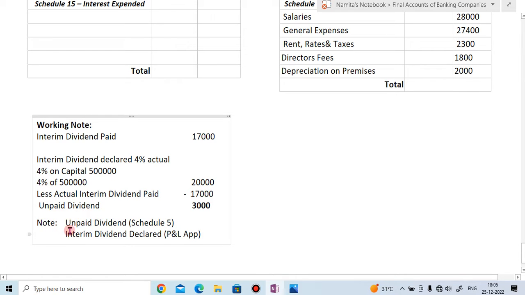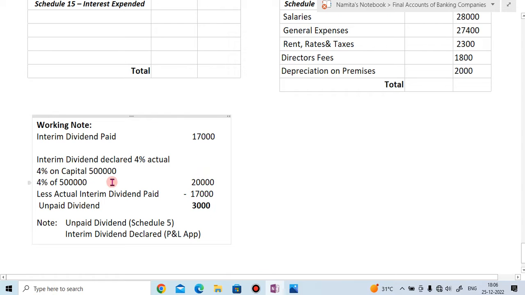So now here, this unpaid dividend of 3,000 we have to write in schedule number 5, and the interim dividend declared, that is 20,000, we have to write in profit and loss appropriation. Okay, I hope you have understood this adjustment. This is very important. Interim dividend paid in the trial balance is how much? 17,000. In the adjustment, what is given? That the interim dividend declared is 4% actual.